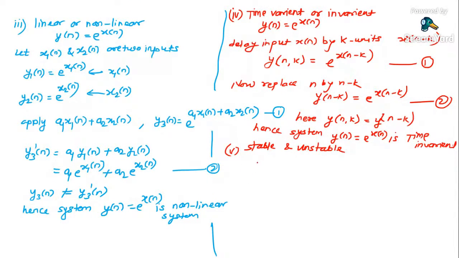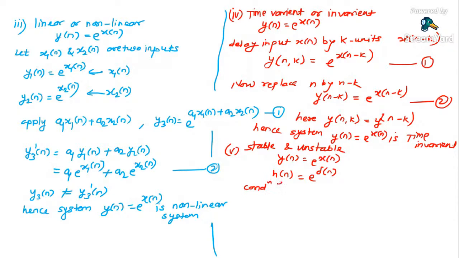Now in the stability condition, y of n is equal to what? e raised to x of n. What you have to do is replace x of n by delta of n. So it will become h of n is equal to e raised to delta of n. Correct? Now what is the condition for stability?